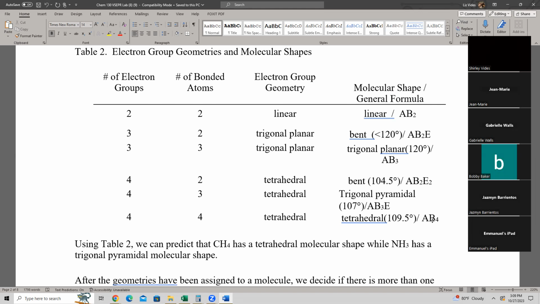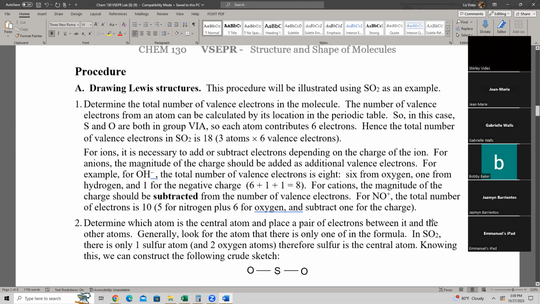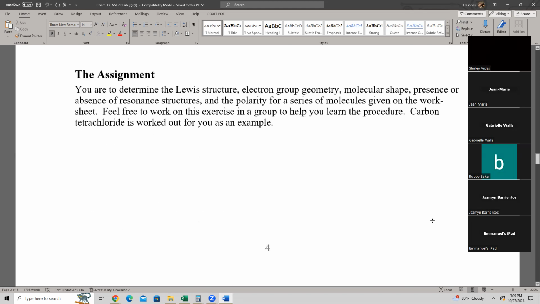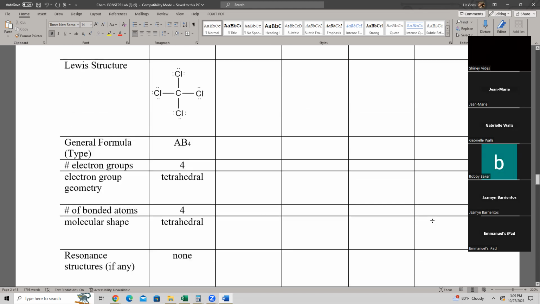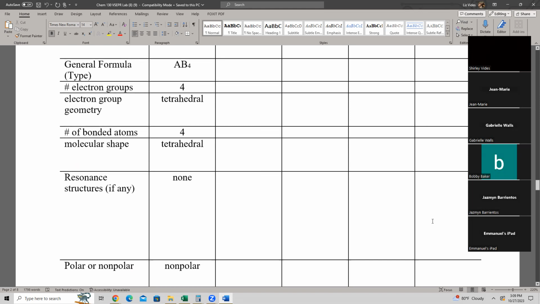So this is why it's so important to know how to make a Lewis structure, because all of that comes from here. All right, now the next question that we have, so we had our general formula, which is an atom with 4 bonds. Electron groups, there are 4. Electron group geometry would be tetrahedral. Bonded atoms, there's still 4. Molecular shape is tetrahedral. We have no resonance structures because we have no double bonds.